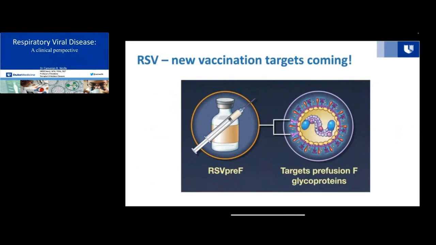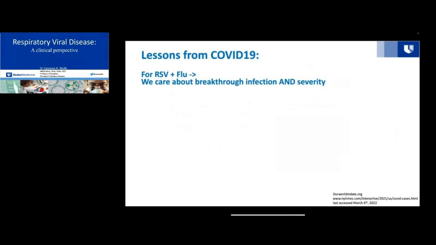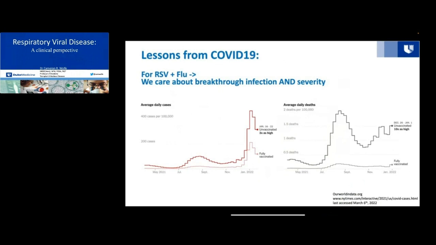What are some lessons? We care about vaccine breakthroughs, but we also care about severity. And I think this message got a bit lost. First of all, any vaccine, flu vaccines, COVID vaccines, RSV vaccines, is not 100% protective. We know that. That's okay, because what you see here on the right with COVID is that they had a massive impact on mortality. So even if you still get an illness, a breakthrough event, your chance of that being severe has nosedived. And that is true for COVID, true for flu, and likely true for RSV, with that data pending.